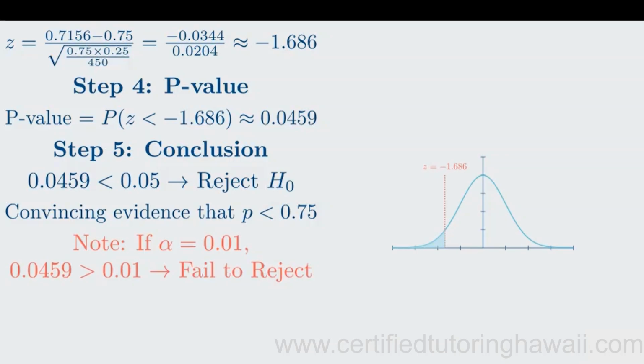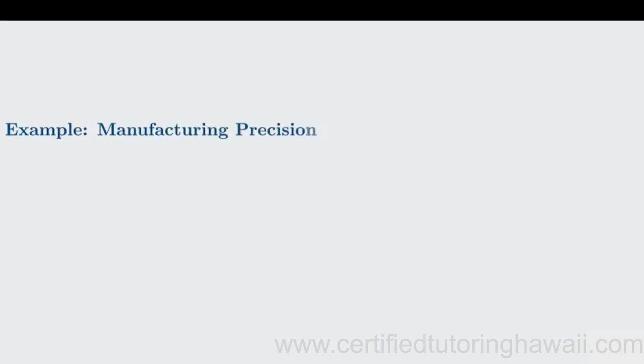This is why we always decide on alpha before looking at the data. Let's take a moment to look at a scenario involving a two-sided test with a very small p-value, which often appears in clinical trials or safety testing. A factory produces specialized bolts and claims that exactly 95% of these bolts meet a specific tension requirement.